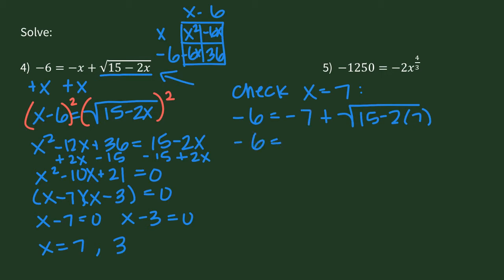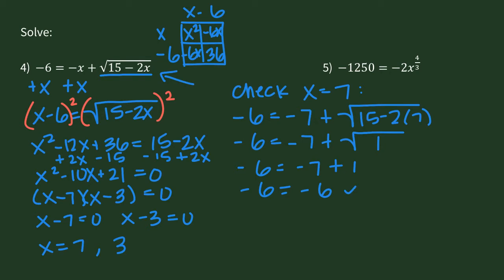The left side is just negative 6. I'm going to simplify inside the square root for the right side. So 15 minus 2 times 7 is 14. So this is the square root of 15 minus 14, just 1. And the square root of 1 is 1. And this looks correct. Negative 6 equals negative 7 plus 1, which is negative 6.